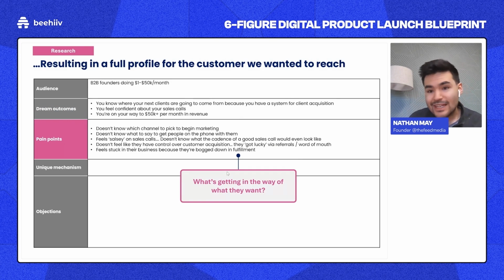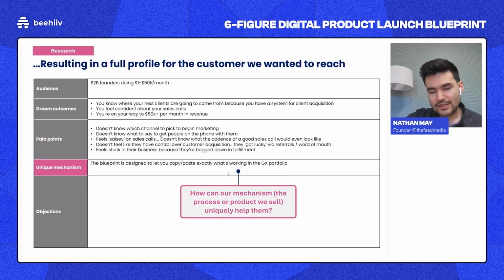A lot of people also just didn't know what to say when they got on a sales call. Like, what does a really good 10 out of 10 founder-led sales call even look like? And so we thought about this thing I like called the unique mechanism, which is effectively the process of the product you sell. How can it uniquely help them better than other things?